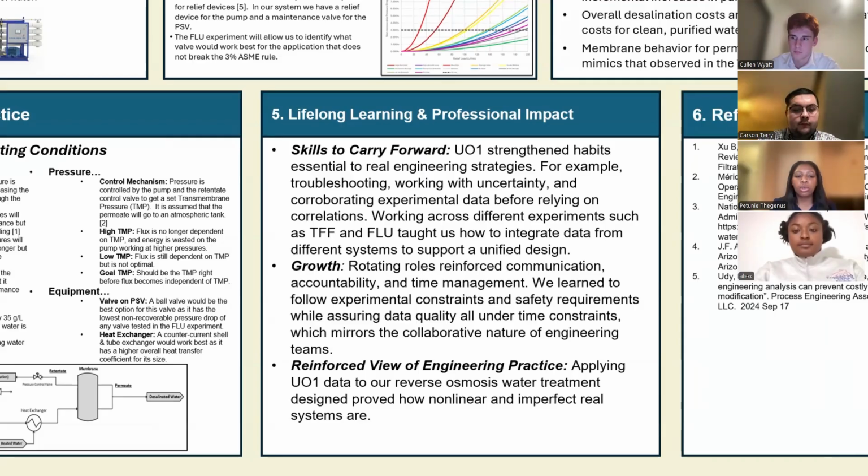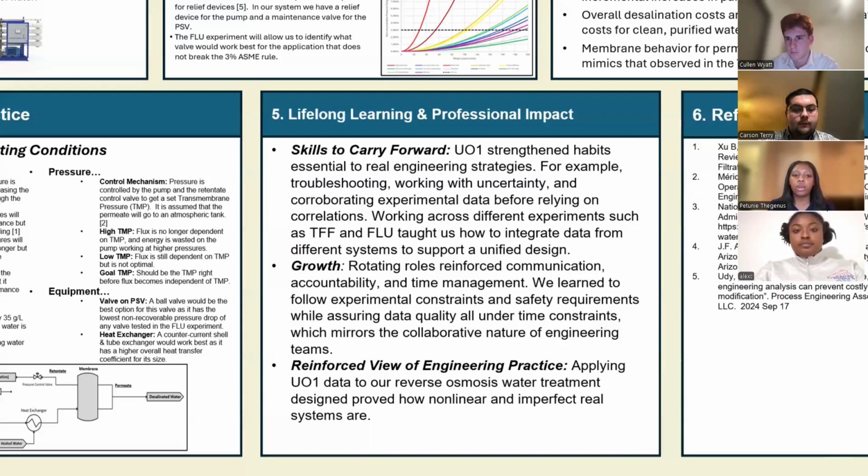Working in rotating team roles also reshaped our view of engineering practice. It showed us how much engineering relies on clear communication, planning, and shared responsibility. Every decision we made, whether it was adjusting flow rates, interpreting pressure losses, or redesigning our plan from week 1 to week 2, required coordination and accountability. And this experience closely reflected how engineering teams operate in industry.